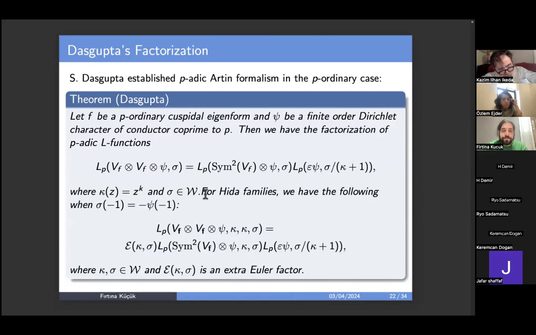And for Hida families, Dasgupta has a result which looks like this. So this is a three-variable p-adic function. This is for the weights of the Hida family, the first input, and these are for the cyclotomic deformation. This is an extra term, but from this factorization, evaluating at k and k, the same weights, this result is obtained, basically.